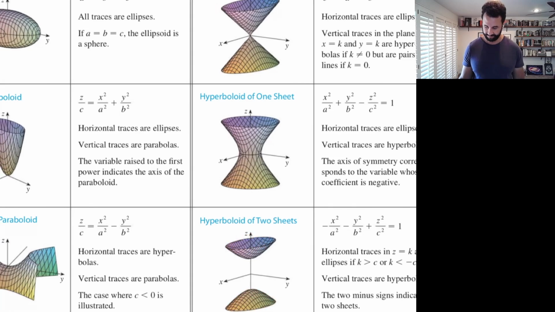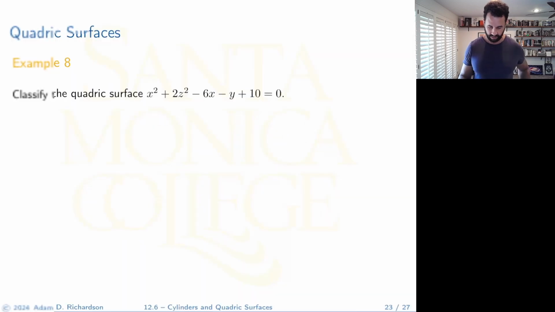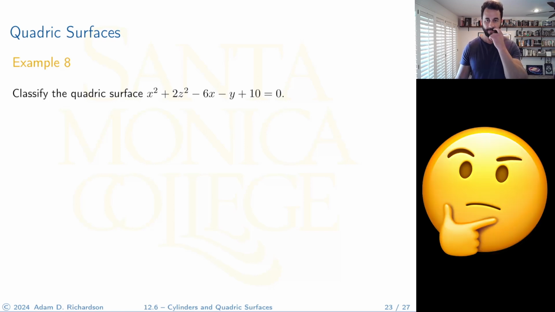That's the idea. Right. Now, where are we? Okay, let's do this one next. Similar thing. See if you can figure this one out. Classify the quadric surface given by this equation. Think about it on your own for a minute. Look at the structure a bit.